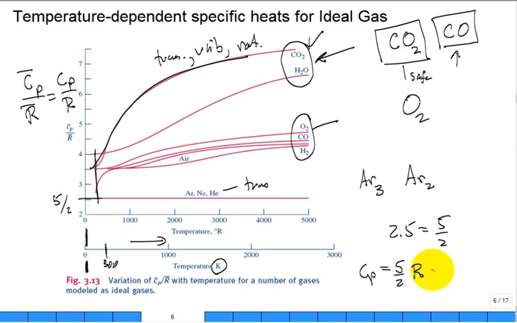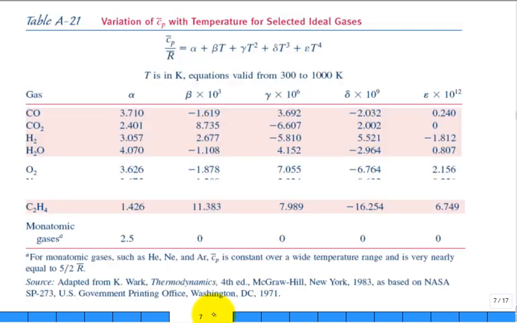So it's 5 halves R bar divided by the molar mass of argon, or helium, if it's one of these monoatomic gases. If you wanted to fit a polynomial to the temperature-dependent specific heats, you don't need to do it. Somebody already did. So here's the alpha, the beta, the gamma, the delta, the epsilon that go into this temperature-dependent polynomial for a good fit. So for all these gases, there are the coefficients.